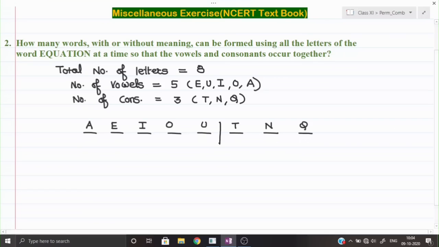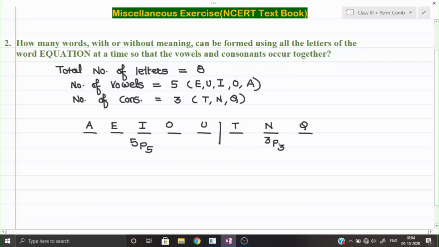Now you see, if I ask you by how many ways we can arrange the vowels, sequence is important here, because when O is coming in the beginning and A is going at the last, the word is going to form differently from when A is in the beginning and O is at the last. In comparison to that, the word will be different. So this we can arrange by 5P5 ways, and this we can arrange by 3P3 ways.